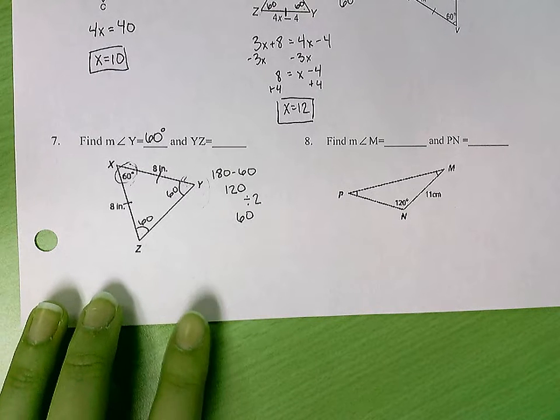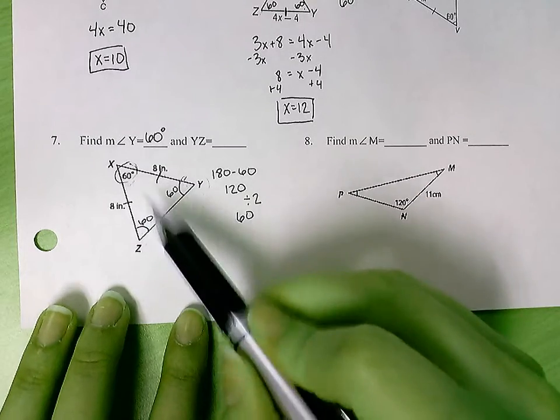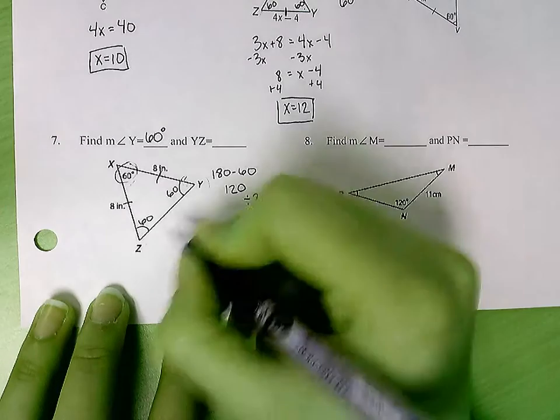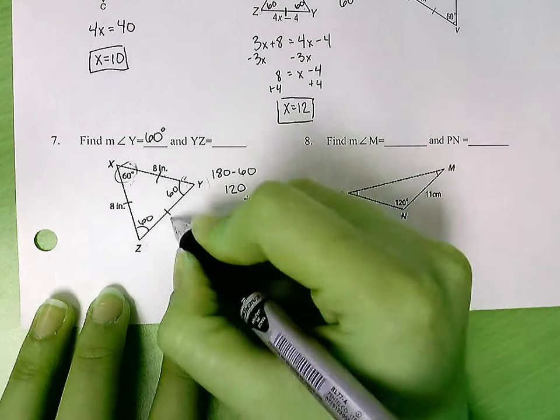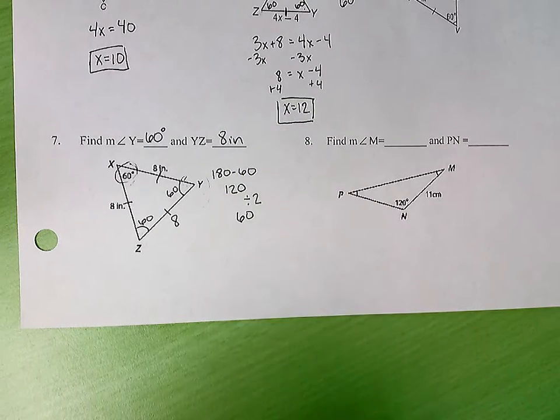Now we also need to find the side YZ. If all three of those angles are equal, what are all the sides? Equal, and they are 8. So YZ would be 8 inches. Questions on 7? You do want to check to make sure that it is equilateral before you keep going.